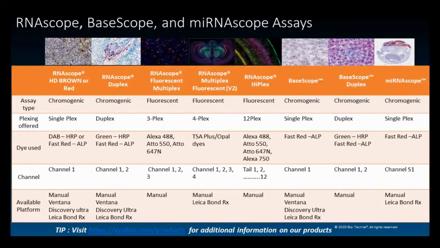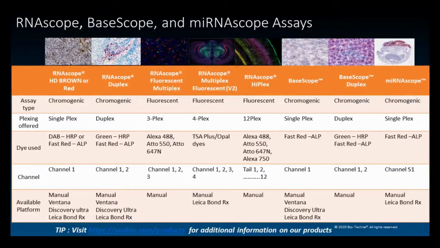For higher plexing, we have the RNAscope HighPlex assay, which enables the detection of up to 12 targets simultaneously in a single tissue section. Currently, the HighPlex assay is available in the manual format only. If your target of interest is shorter than 300 nucleotides and you are studying splice variants or point mutations, then the BaseScope assays will be the right choice for you. Currently, the BaseScope singleplex assay is available on all platforms, while the duplex assay is available on the manual platform.